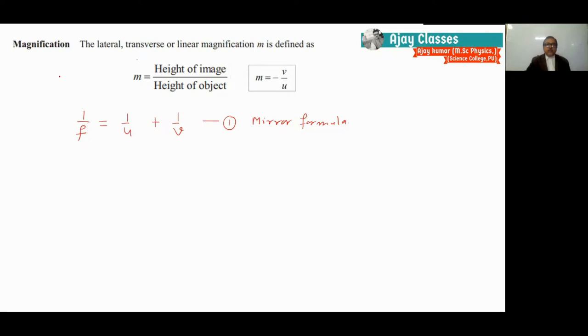Actually, the magnification produced by the spherical mirror is linear magnification. Magnification produced by the spherical mirror is called linear magnification. And this has the symbol small m, usually we used to write.